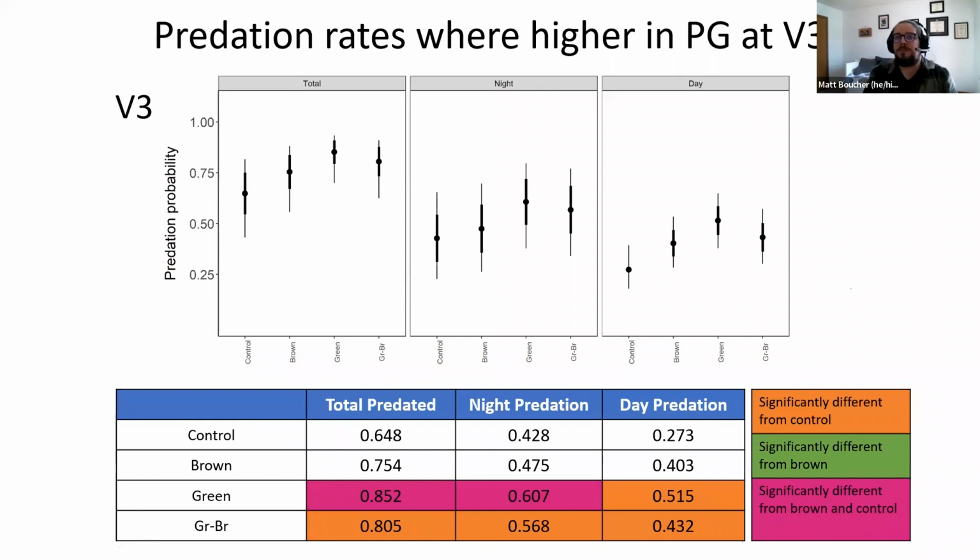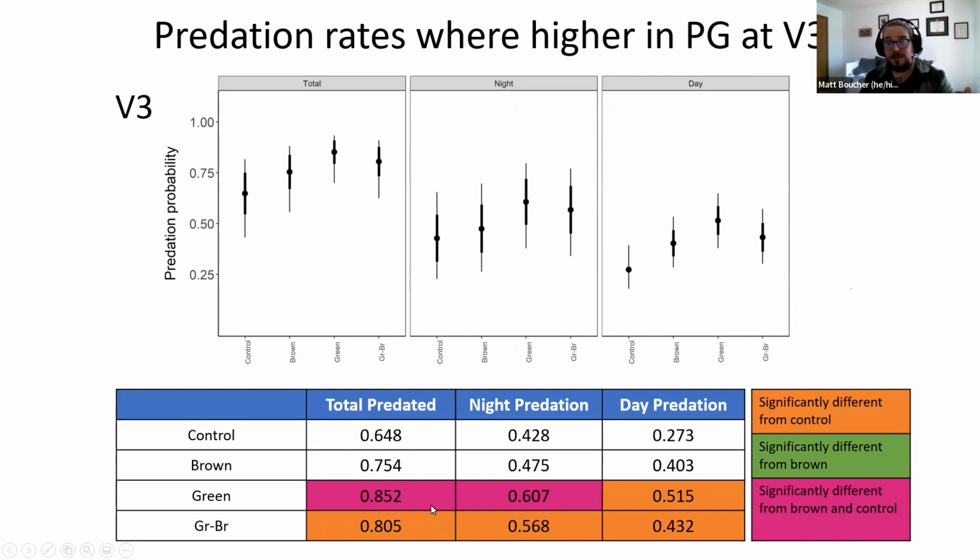So we looked at predation at V3, V5, and R3. We looked at it at R3 to see if there's a legacy effect: if predation is high at V3, is it still high at R3? Predation was higher in planting green at V3, and we can get that resolution for nighttime sampling, daytime sampling, and overall predation.